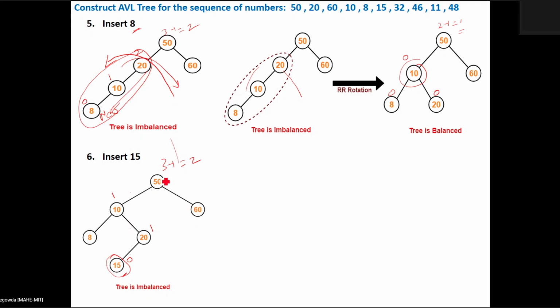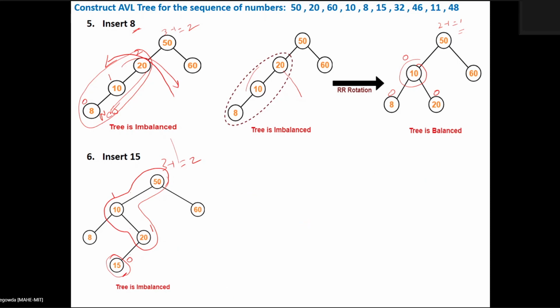So which nodes need to be considered for balancing it? 50, 10 and as well as 20. These nodes need to be considered for balancing the tree. If you balance the tree with these three nodes, the whole tree will be automatically balanced. So now what kind of rotation do we have to use? Single rotation or double rotation? Which type of rotation do we have to use here?